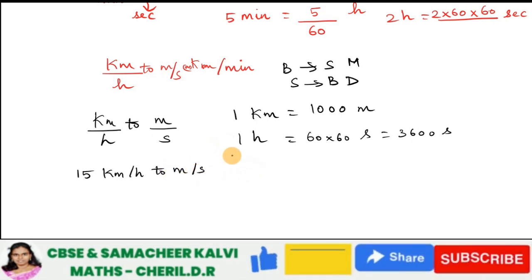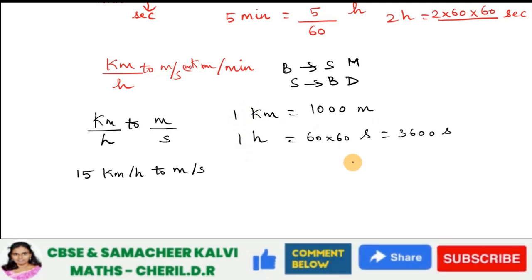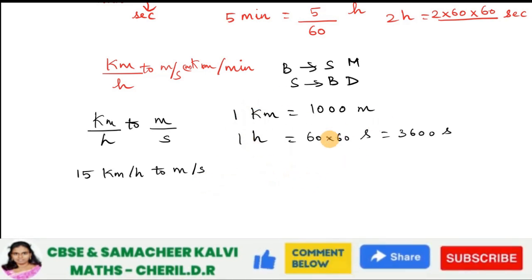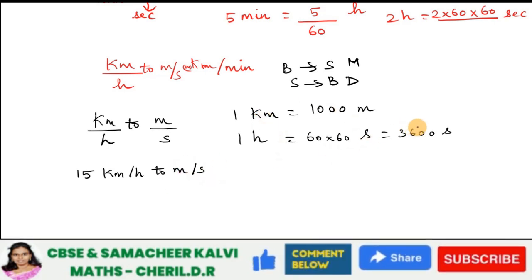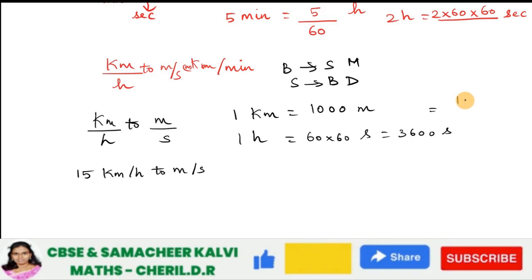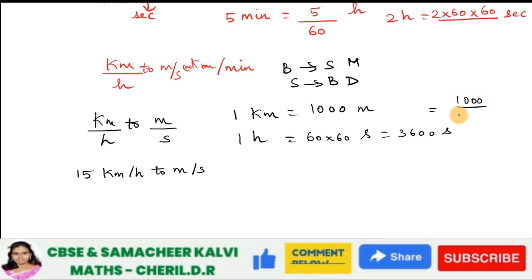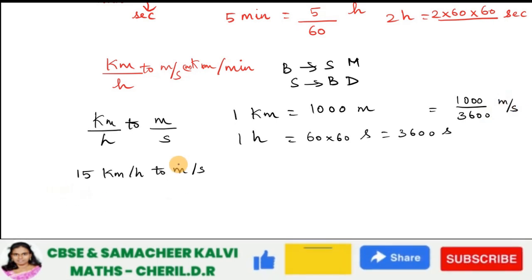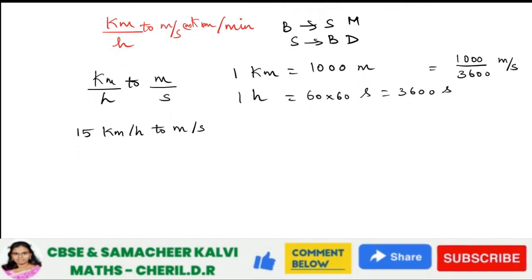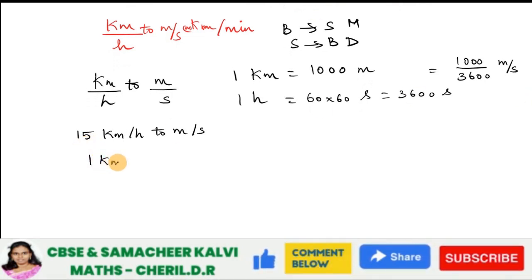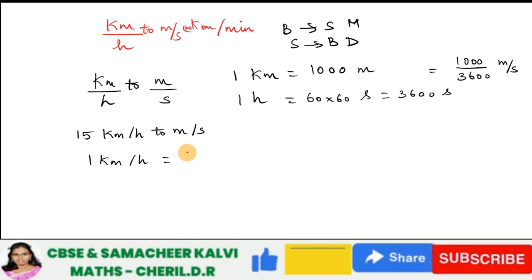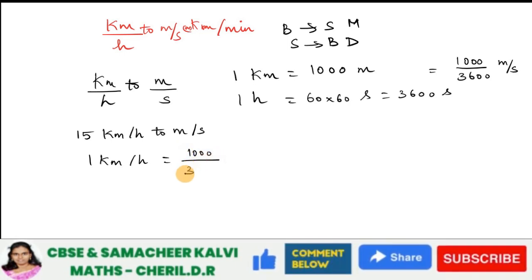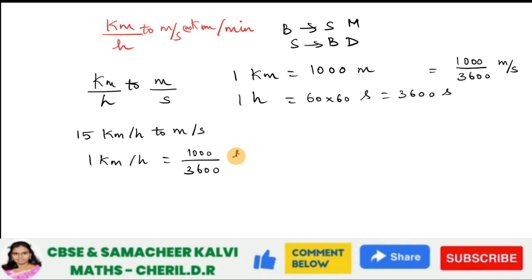Now they will give a question like convert 15 kilometer per hour to meter per second. So what should we do? You will convert. First we will find out this. So 15 kilometer per hour to meter per second. So this in terms of meter per second, what will come now? I will have it to be 1000 by 3600 meter per second. So first you have to find for 1. So for 1 kilometer per hour, it is going to be 1000 divided by 3600 meter per second.